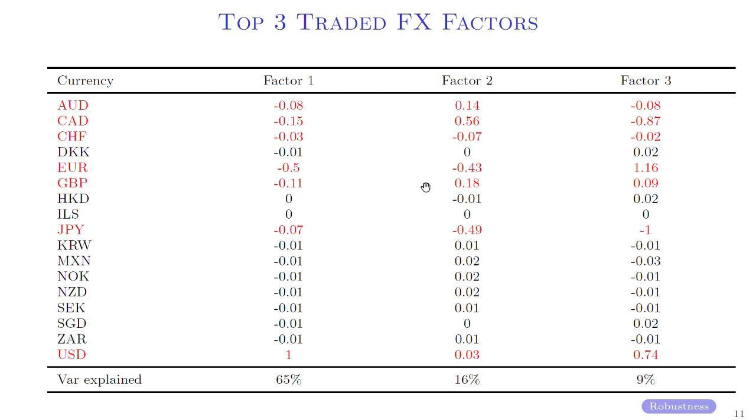basically the first factor is a dollar factor, right? Long dollar, short literally everything else. The second factor, you can see it longs the Aussie dollar, Canadian dollar, and also the British pound, and shorts the Swiss franc, euro, and Japanese yen. So this pretty much looks like a carry to us. The third factor, you see a pretty large weight of euro against Japanese yen. There's also, of course, some weight on Canadian dollar and USD, and we're going to later show you this is really because we want to make sure those factors are orthogonalized.